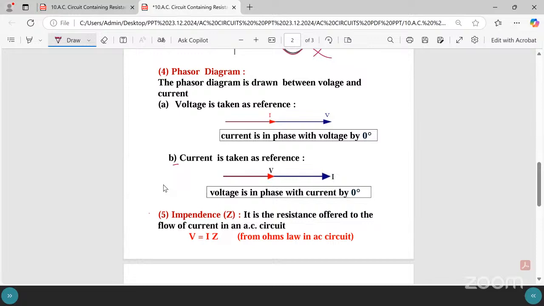Now draw the phasor diagram for pure resistance. What is the angle? 0. For pure resistance, what is the angle? 0. Right. It is drawn on x and y axis.